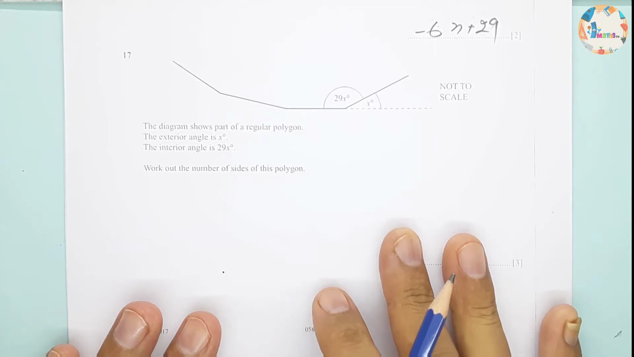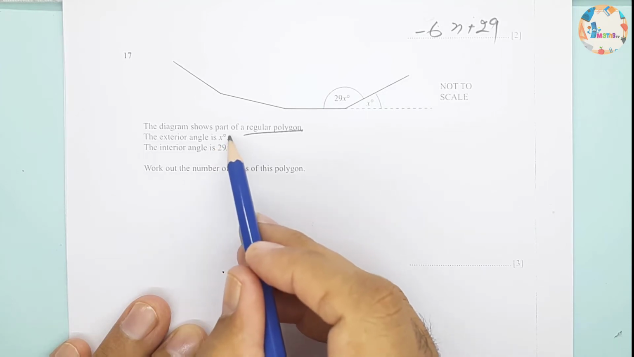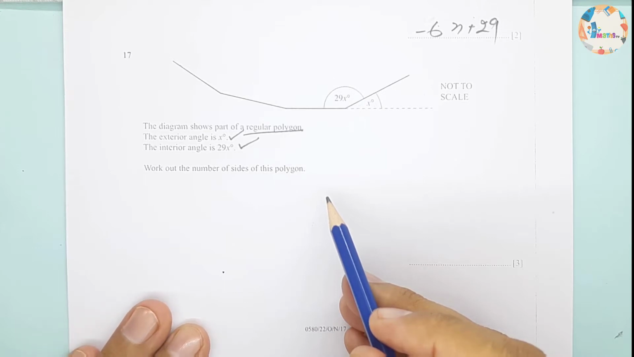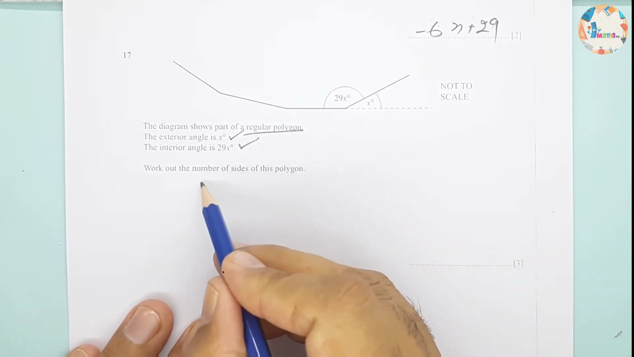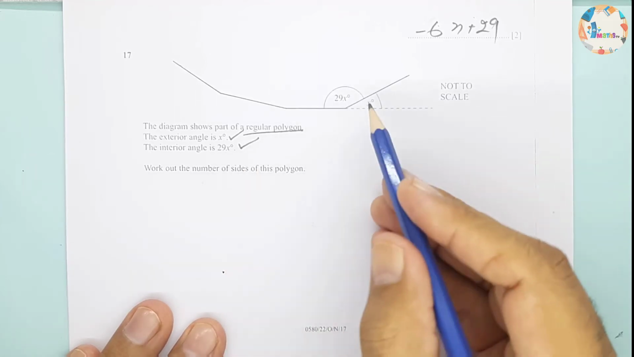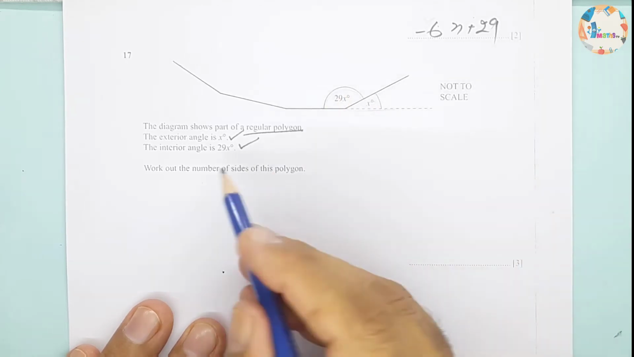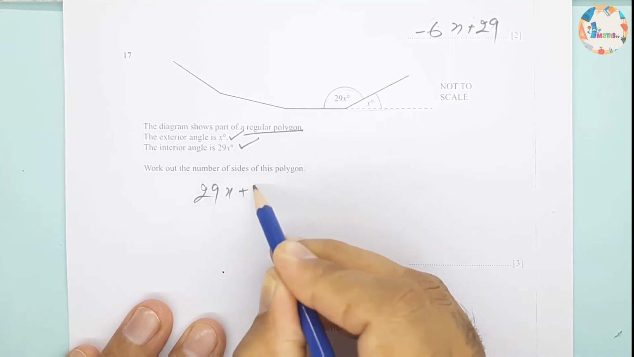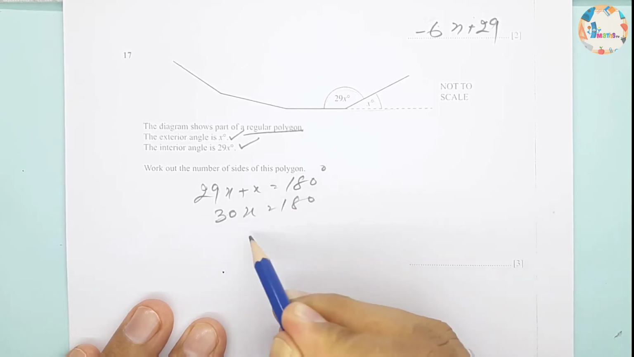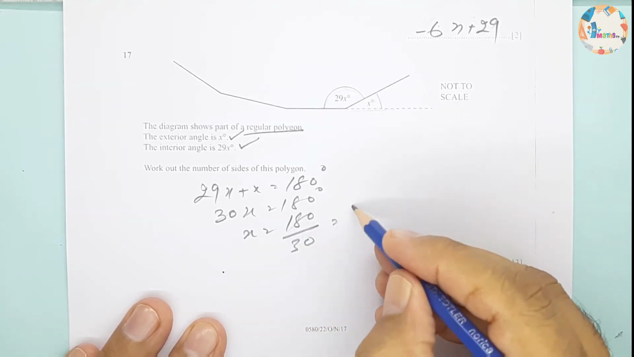Question number 17. The diagram shows part of a regular polygon. The exterior angle is given as x, and the interior angle is given as 29x. Work out the number of sides of this polygon. So 29x plus x adds up to 180 degrees. We can write 29x plus x is equal to 180 degrees. It means 30x is equal to 180 degrees. So x is equal to 180 by 30, which is equal to 6 degrees.